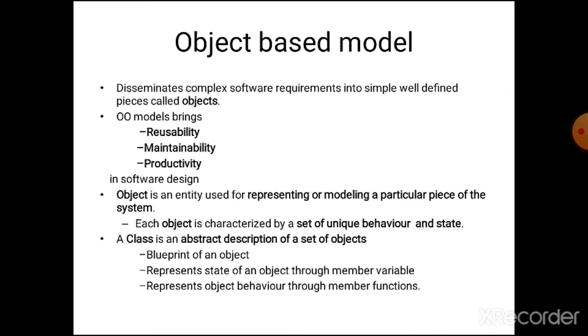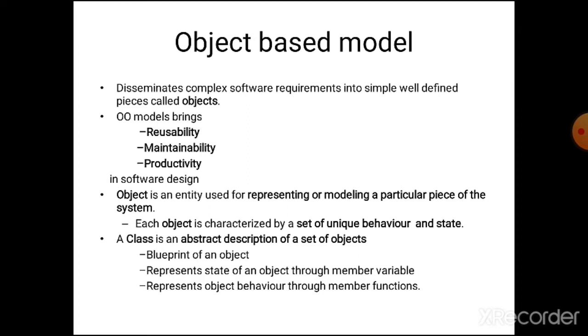In object-oriented modeling, the object is an entity which is used for representing or modeling a particular piece of the system. Each object is characterized by a set of unique behavior and state. So in object-oriented modeling, the main component is the object, and each object has a set of unique behavior and a state. Then another one is class.